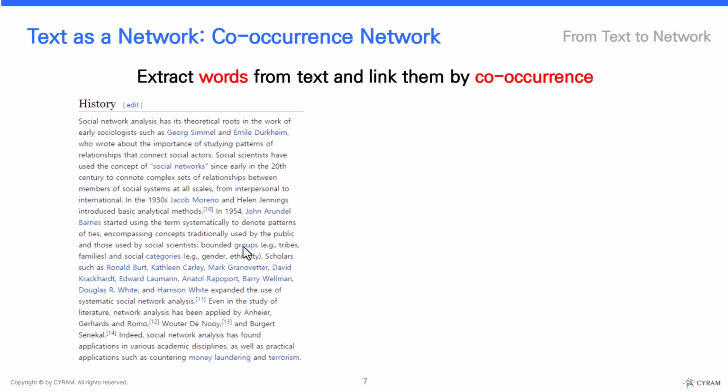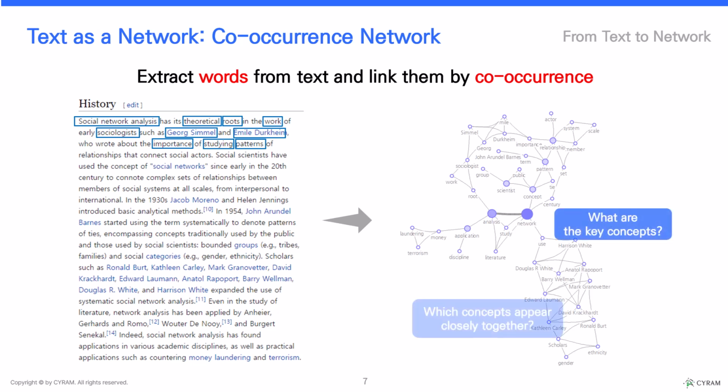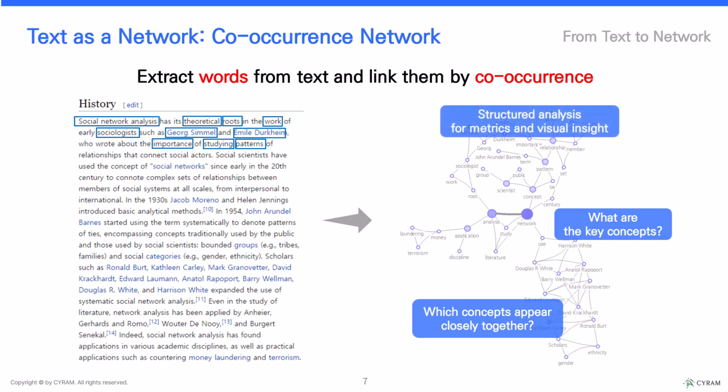This approach takes words from a text and defines relationships based on whether those words appear together in the same sentence, paragraph, or context. On the left, you see the Wikipedia page for social network analysis, and on the right, you see the keywords extracted from that page visualized as a network. In other words, while the document itself may look like plain description, once you map the keyword relations into a network, you can instantly see which concepts are central and how different topics are connected. By structuring text this way, you go beyond just summarizing content. You can actually uncover the hidden structures and patterns within.